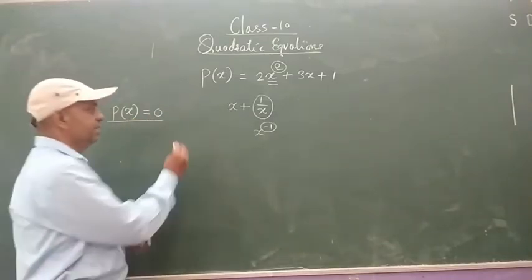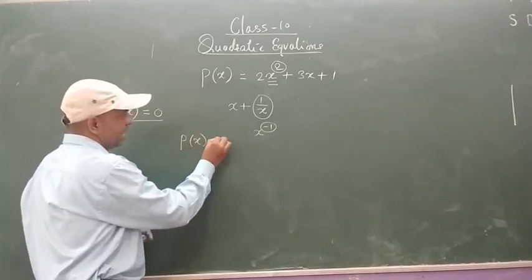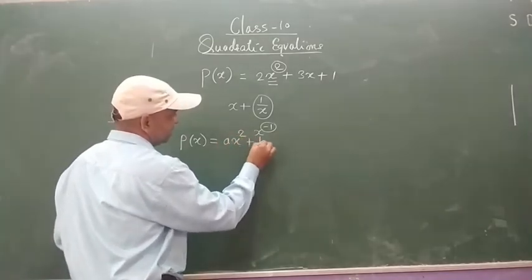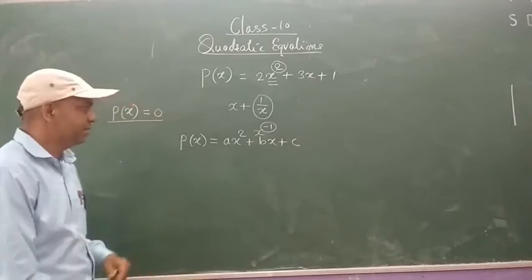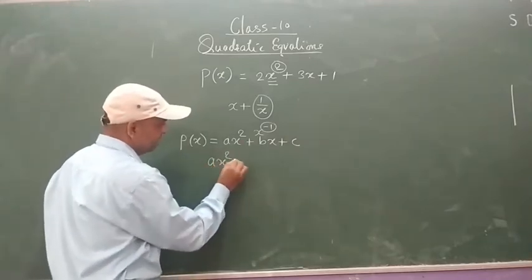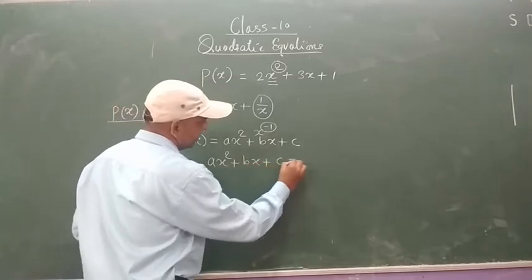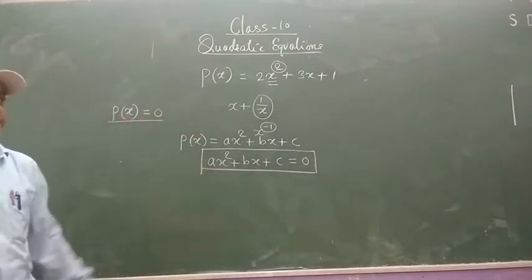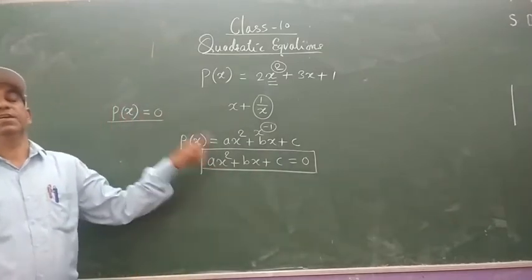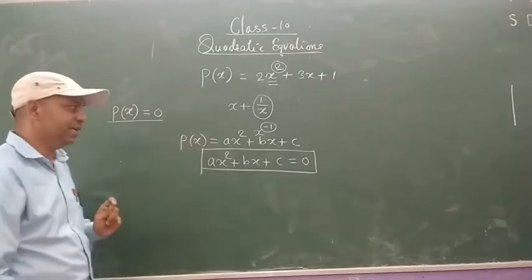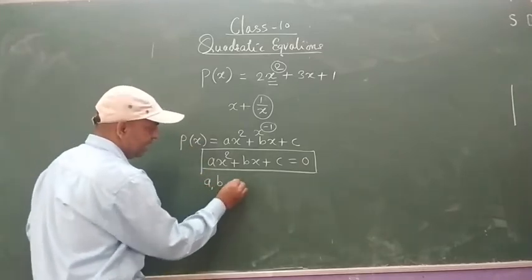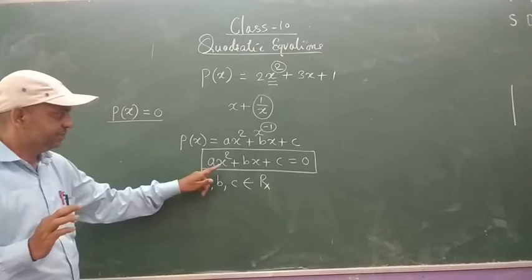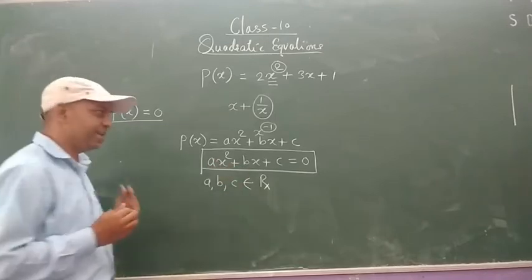Now see, suppose P(x) is a polynomial written in general form. It can be written as ax square plus bx plus c, and when ax square plus bx plus c is equal to 0, it is called a quadratic equation. It is the standard form of a quadratic equation. Here a, b, c are real numbers and x is a variable.